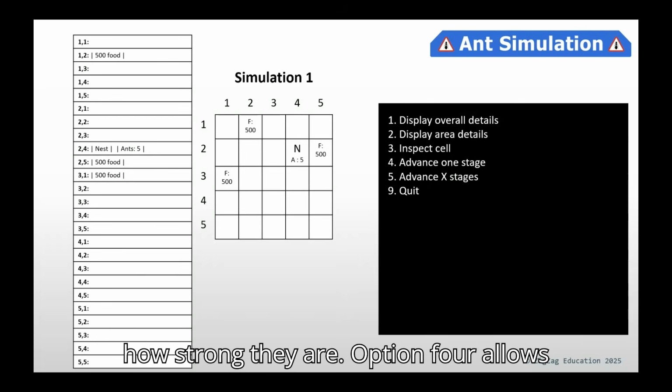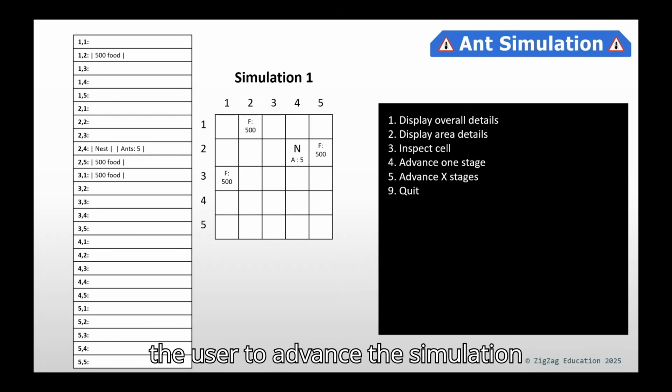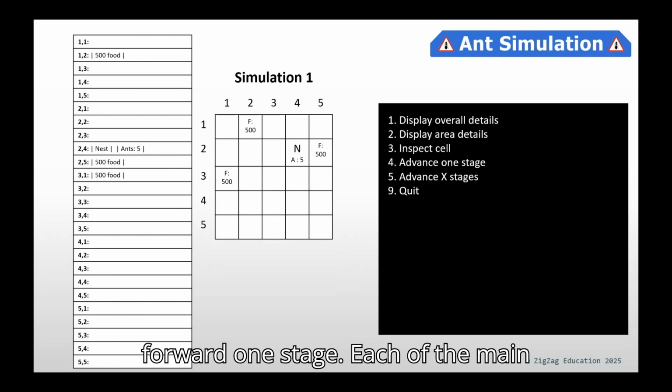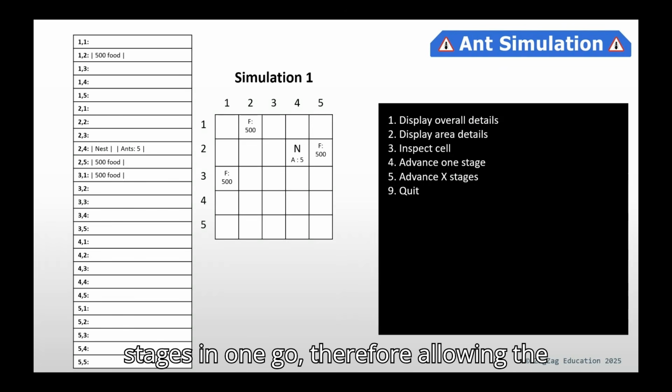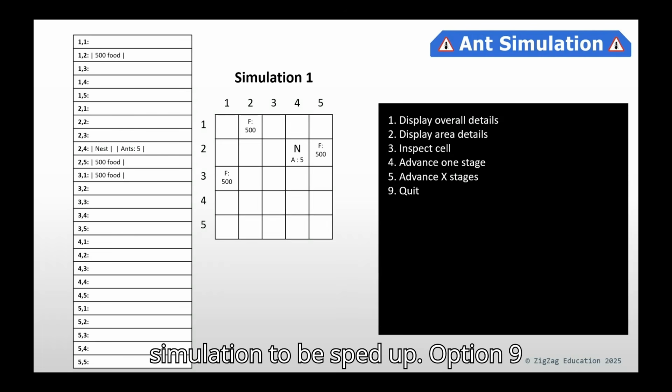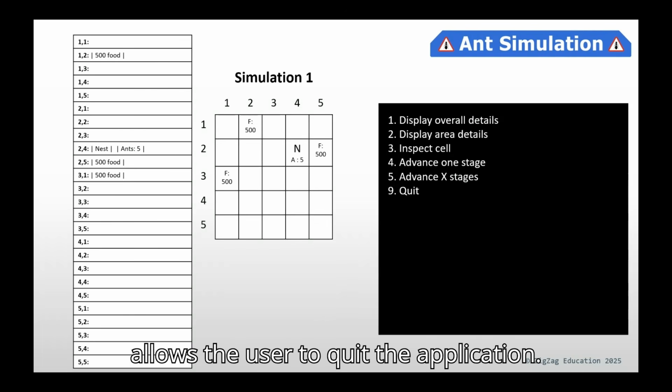Option 4 allows the user to advance the simulation forward one stage. Each of the main entities within the simulation has an advanced stage method, which is called when this option is run. Option 5 allows the user to advance multiple stages in one go, therefore allowing the simulation to be sped up. Option 9 allows the user to quit the application.